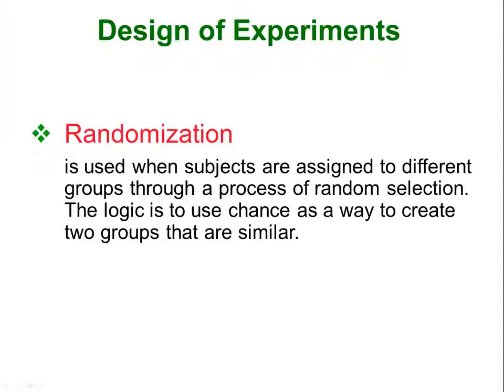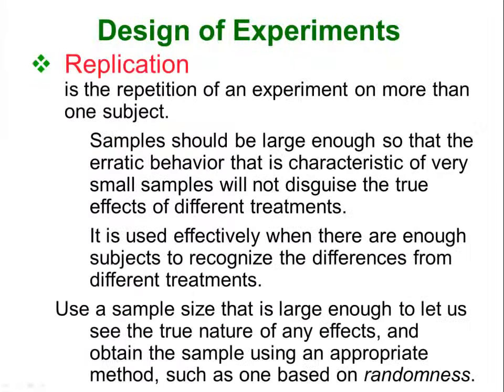Some of the designs of experiments: randomization, you want to make sure that your subjects are randomly assigned to each group. Replication is making sure that you're doing it on more than one subject, right? So like the Salk vaccine, you had a very large sample size. So you want to make sure that those sample sizes are large enough so that you can actually see if there are effects coming from the vaccine or not.